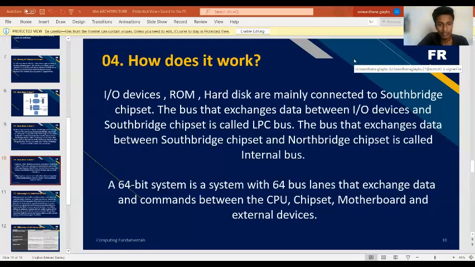Our next topic is advantages and limitations of x64 architecture. It will be explained by Jaini.